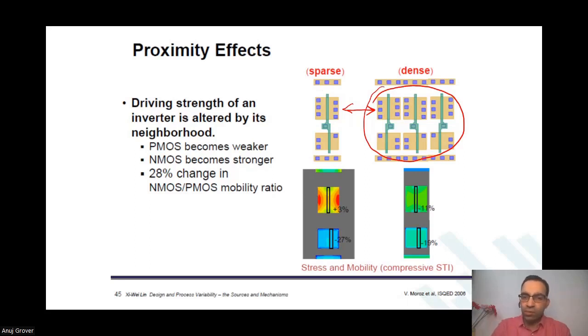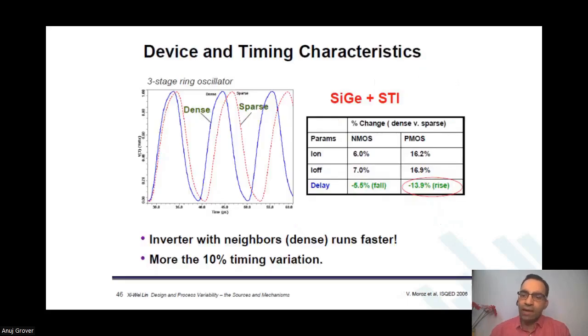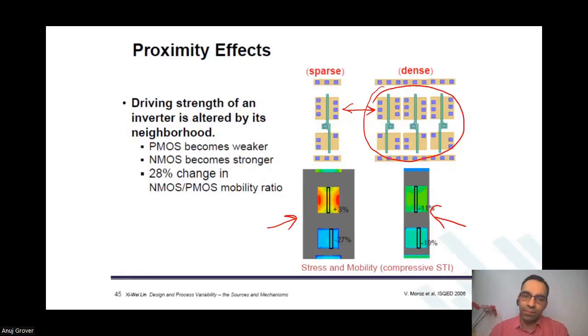Look at the contours in the bottom graphs. The stress changes, due to which the PMOSes and NMOSes start to behave differently. In fact, it was said that the P by N ratio changes by 28%. The mobility ratio of the NMOS and the PMOS changes by 28%. That huge an impact can happen.